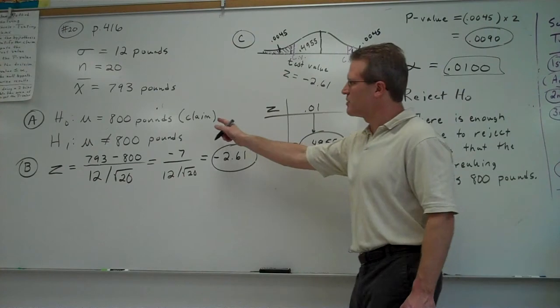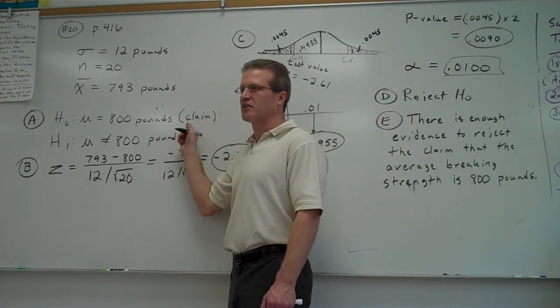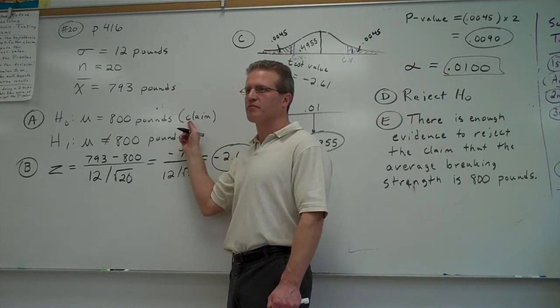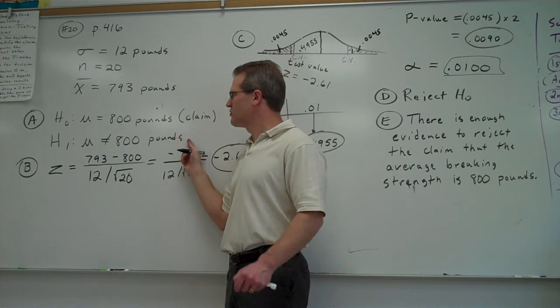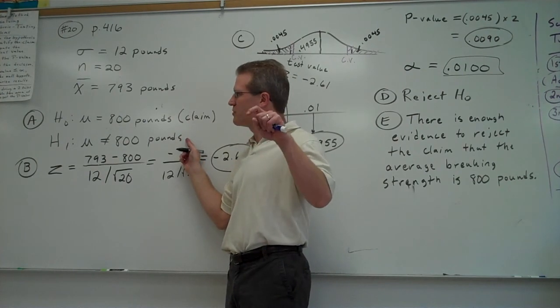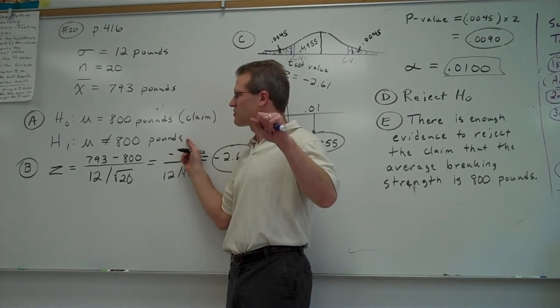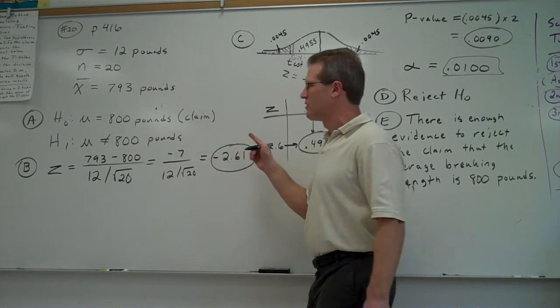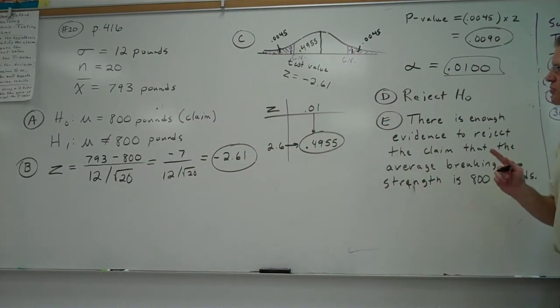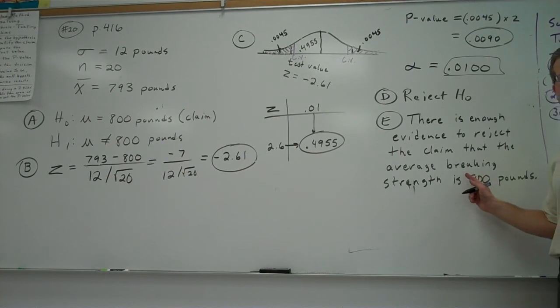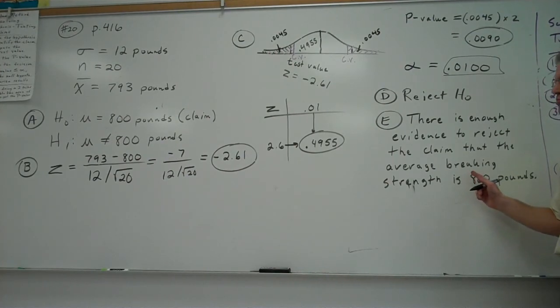So if the claim is in the null, then you have to use the word reject in both steps D and E. If the claim was in the alternative, you'd use the word reject in step D, but you'd use the word support or not support in step E. Have we proved that it's not 800 pounds? Have we proved it or not? No, we haven't proved it.